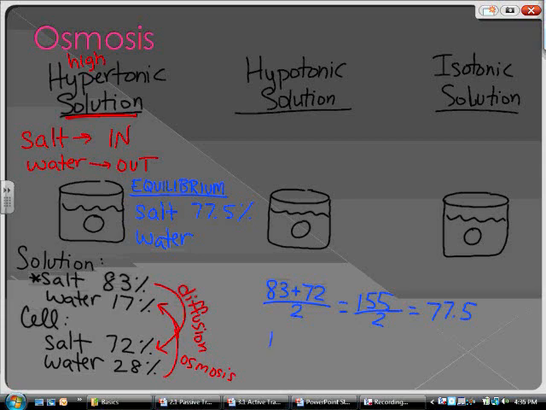Water, take the 17, take the 28, add them together and divide by 2. We're going to get 45 divided by 2, and we're going to have 22.5% water inside and outside the cell at equilibrium. Everybody sees what I did there?